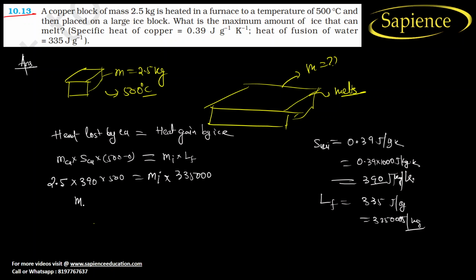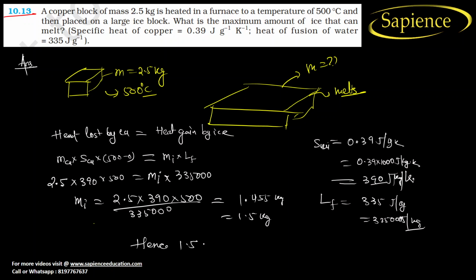So the mass of the ice will be equal to 2.5 into 390 into 500 divided by 335000. When we do this calculation, we get 1.455 kg, or approximately 1.5 kg of the ice. Hence 1.5 kg of ice melts. I hope you have understood this solution.